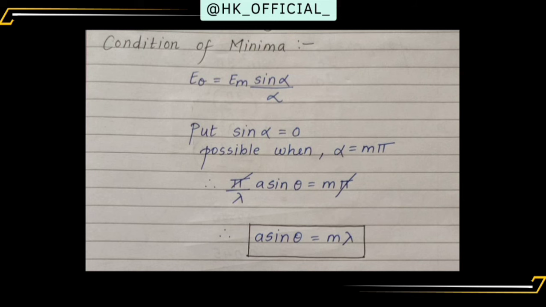Now you will say yes, sin alpha will be 0 when alpha is 0 also. Yes, I know that alpha would be 0, then also the same condition applies, but that will again become the condition of maxima. That means we have put alpha is equal to 0 in the previous condition. So here we will not take 0, here we will take m pi. Just put the same equation here also, pi by lambda into a sin theta will be equal to m pi, because alpha is pi by lambda into a sin theta. Equate it with m pi, pi will get cancelled, and you will get the condition of minima as a sin theta is equal to m lambda. So this is the condition for minima.